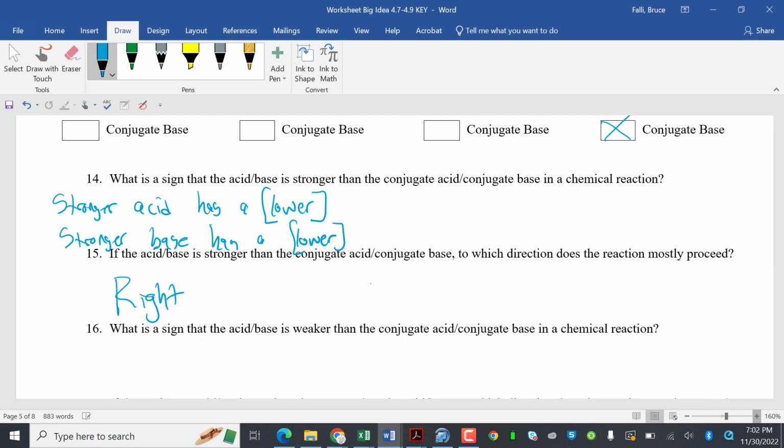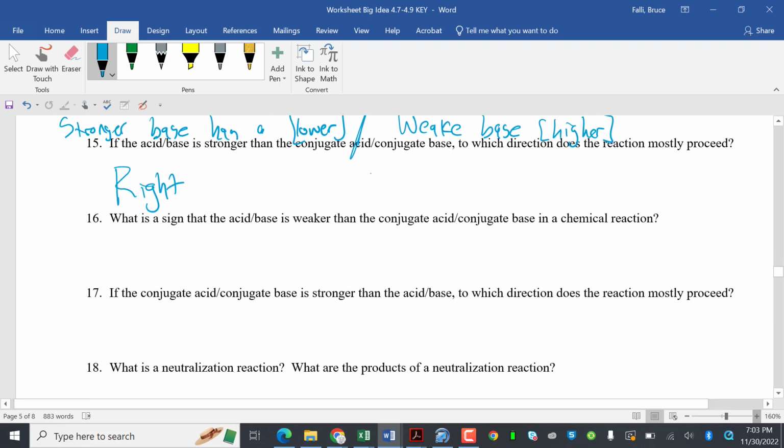Remember how I said we have a lower concentration and a lower concentration. So what is a sign for that? The stronger acid has a lower concentration. Weaker acid has a higher concentration. And remember, in brackets means molarity. Weaker base, same idea. The only difference is that the conjugate just tells you what side it's on. It doesn't mean that it's stronger or weaker. So the direction proceeds mostly to the right.